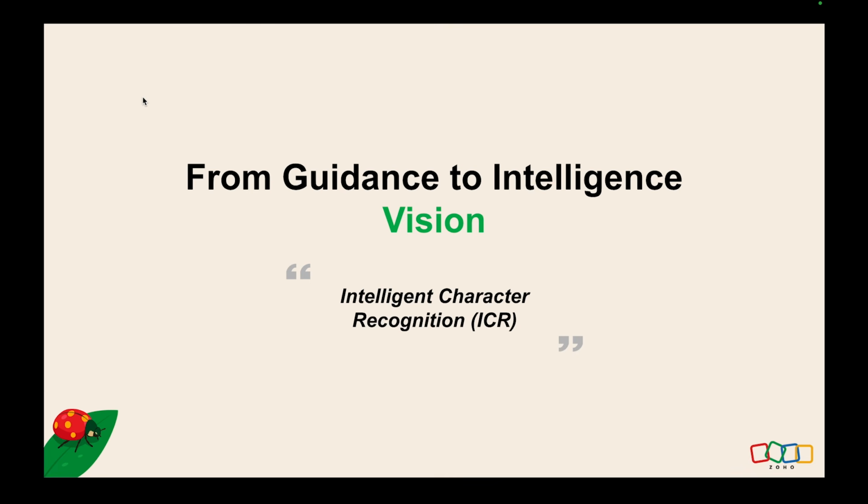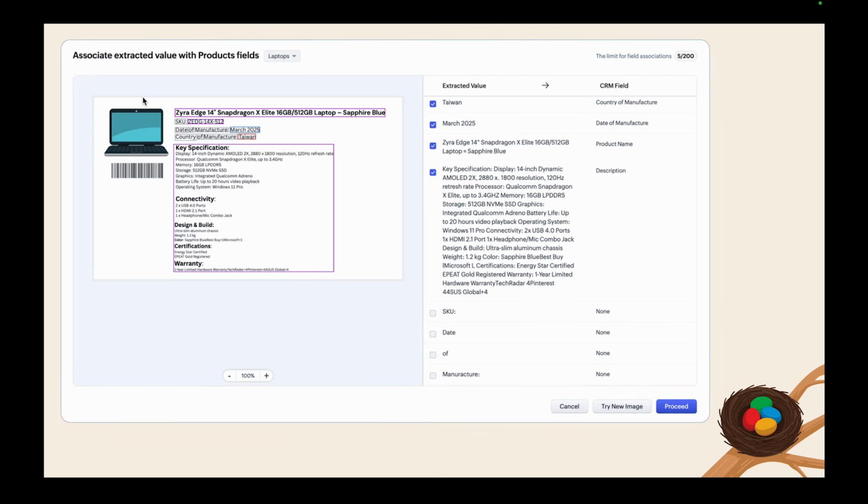And finally, we have ICR, which is Intelligent Character Recognition. Now, this was a much sought after feature that's now in the system for you to use, which is a great way for you to create a lead from an image.